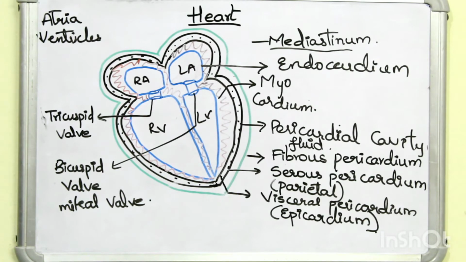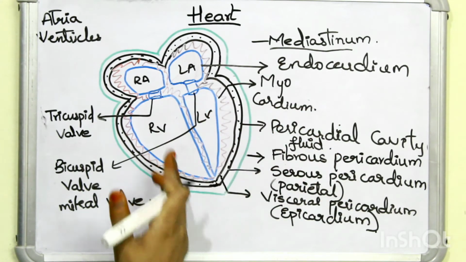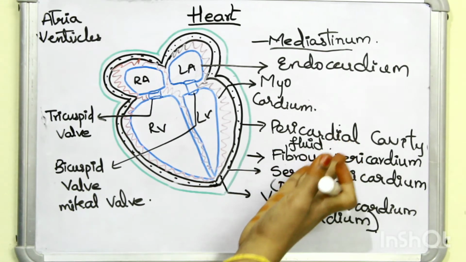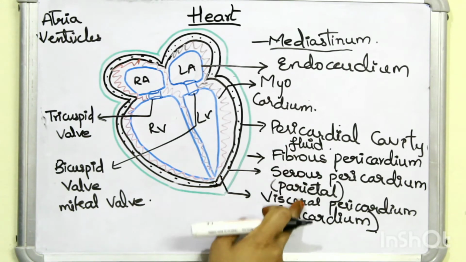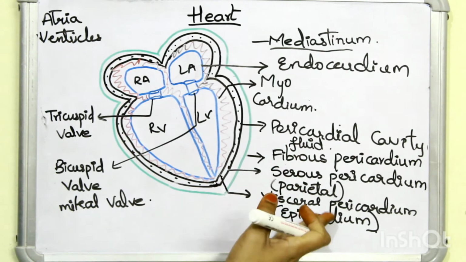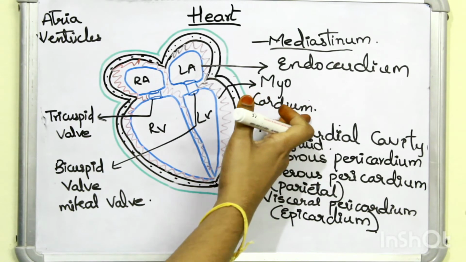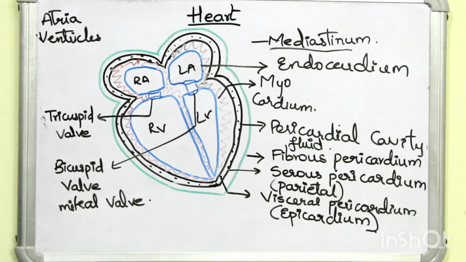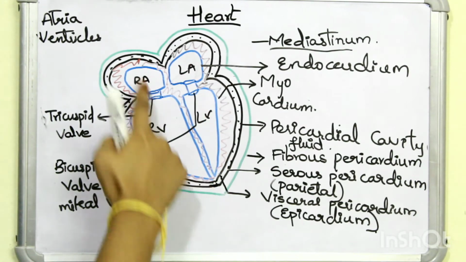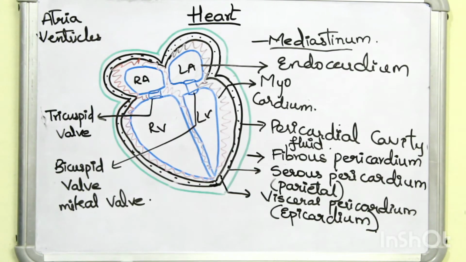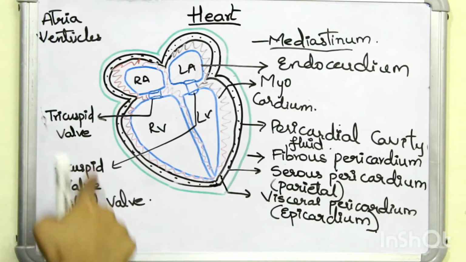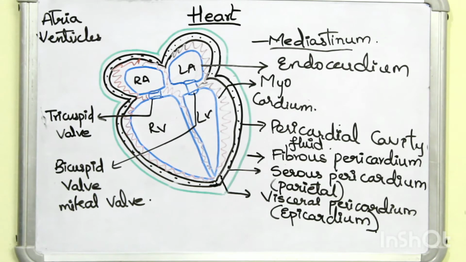Okay. So based on the layers, how many layers do you have here? Pericardium: fibrous, serous, 2 layers, and serous again 2 layers, parietal and visceral. Visceral is epicardium, then you have the muscle layer myocardium, then endocardium, right? Inside you have 4 chambers. The upper chambers are atria, the lower chambers are ventricles. The valves present here are the tricuspid and bicuspid valves. These valves have to open and close continuously during the heart cycle, right?